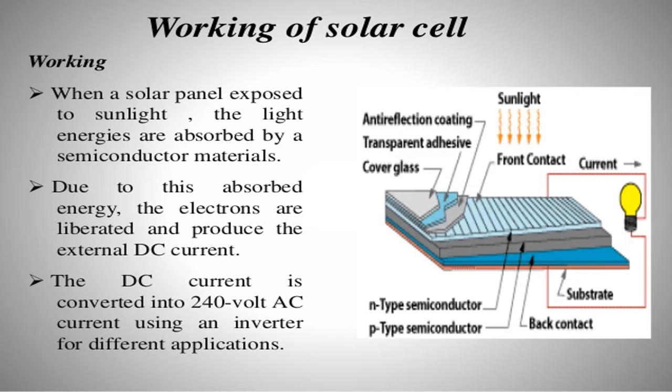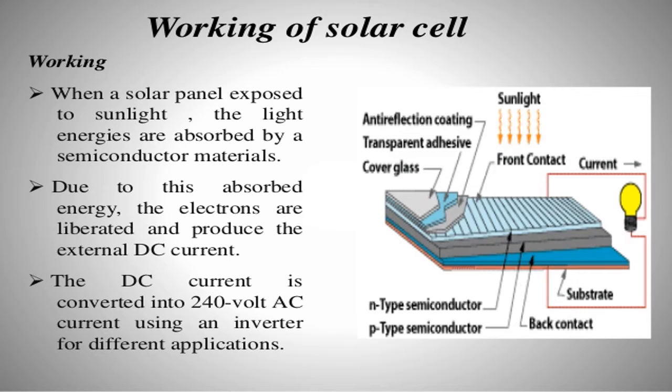This is the n-type junction, n-type, and this is the p-type semiconductor. N-type and this is p-type, and this is the back contact, substrate, and the current flows from here through the load here.